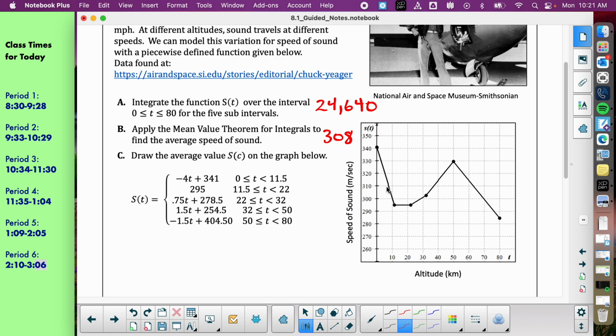Drawing the average value on here would be you drawing a flat line at 308 from 0 to 80. And that roughly makes sense and appears correct because it's right about in the middle.